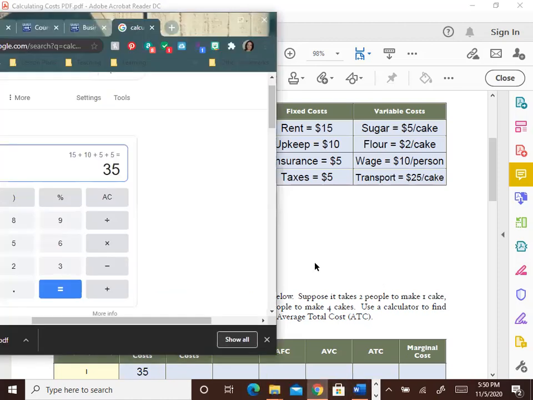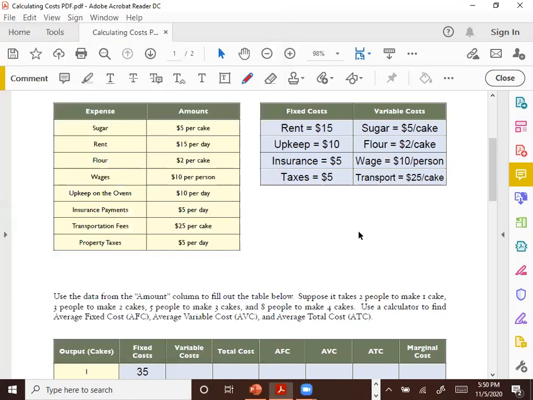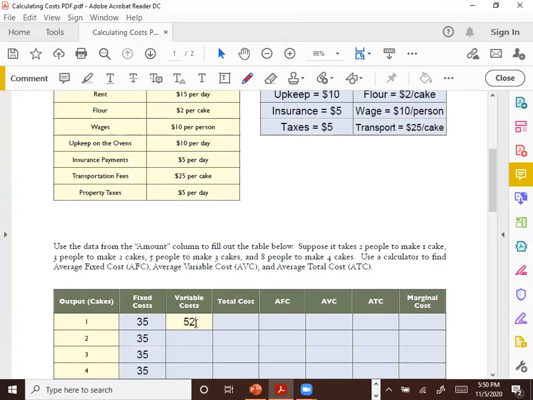So let me pull back up the calculator. I'm going to clear it. So for 1 cake, we need sugar, flour, and it says it takes 2 people to make 1 cake. So our wages are per person. So since we have 2 people, that's going to be 20, because 10 times 2 is 20. And we have to transport it, so that's another 25. Plus 25. So that's $52 for variable costs.